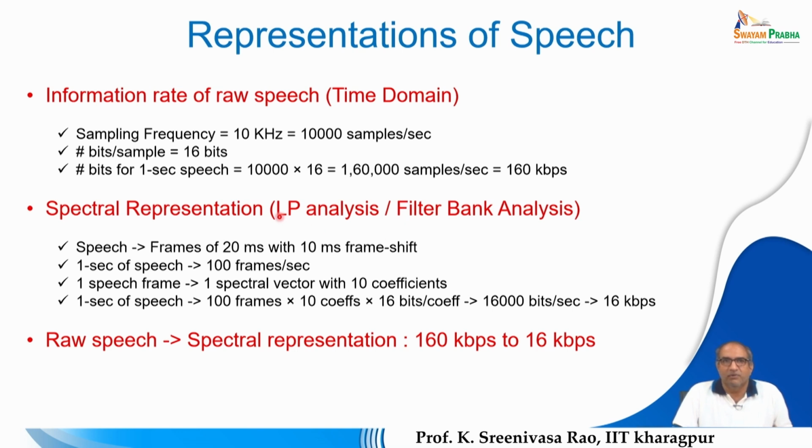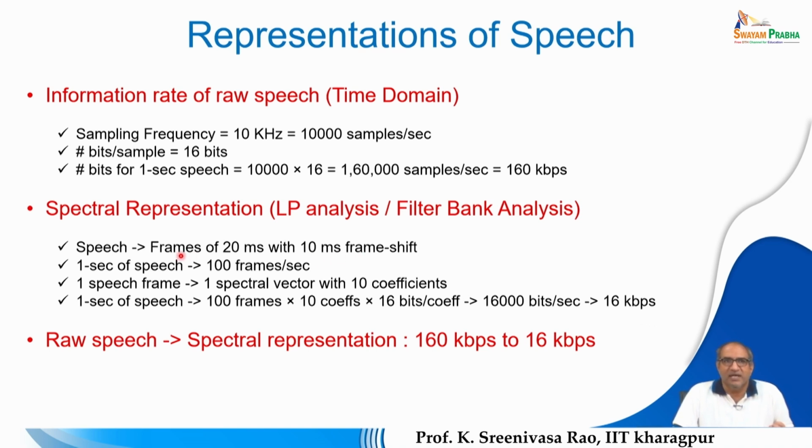right. Suppose for example, if you take LP analysis, then for a spectral form of representation of speech, we cannot compute a spectrum for the whole signal, because the signal is a time varying signal. So for computing a spectrum, we need to see that the signal characteristics are steady or stable. So we need to split the speech signal into frames of 20 milliseconds duration, and we need to shift the frames at a 10 millisecond shift.